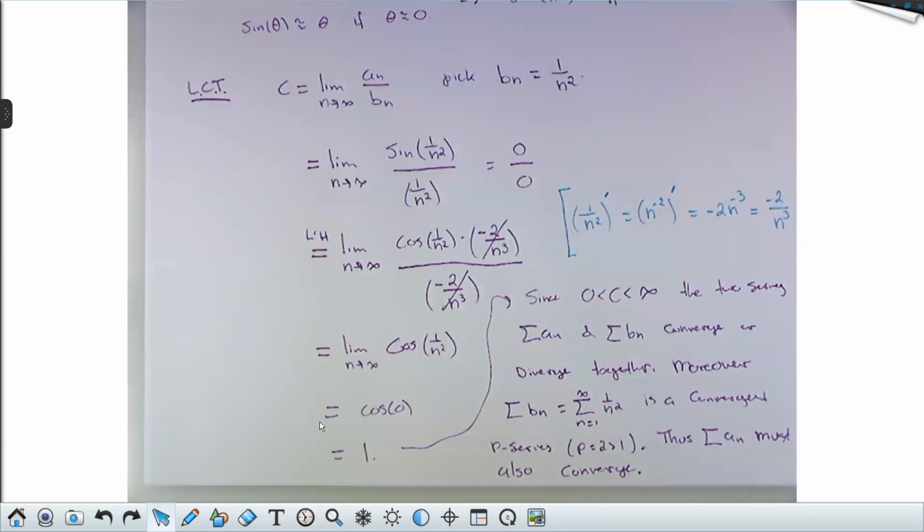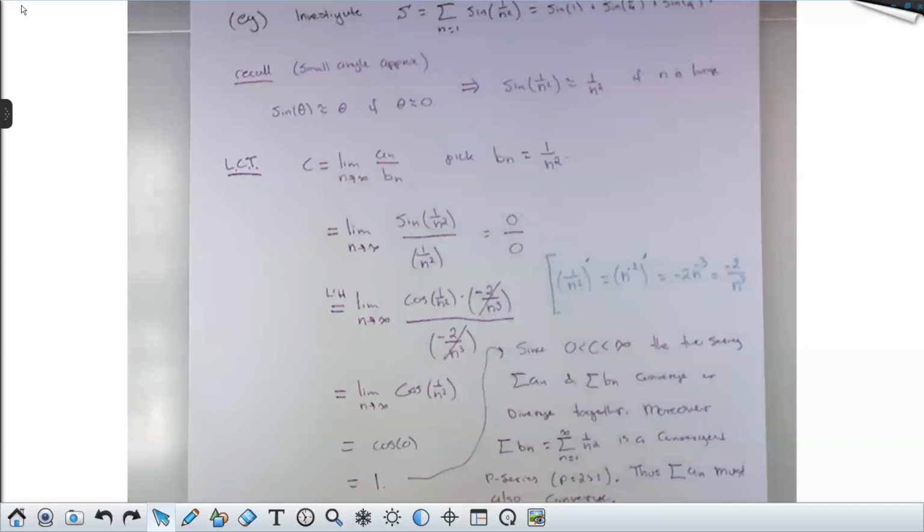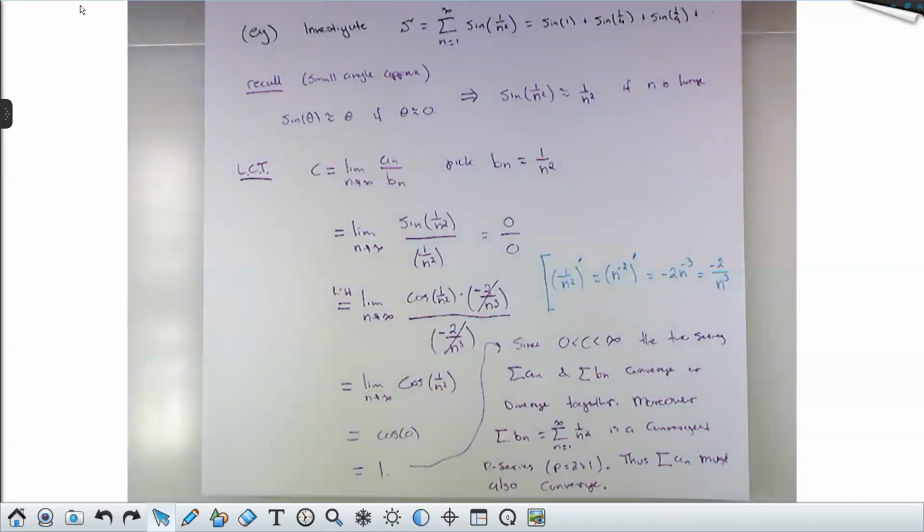This is the structure of all limit comparison problems. I don't mind saying that problems like this are problems I enjoy quite a bit and tend to show up on the exam. So if you see something like this, sigma sine 1 over n squared, then you want to run a limit comparison where you just choose bn to be the thing on the inside. And the hint, the thing that tells you to do that, is the fact that sine theta is approximately theta for small values of theta.